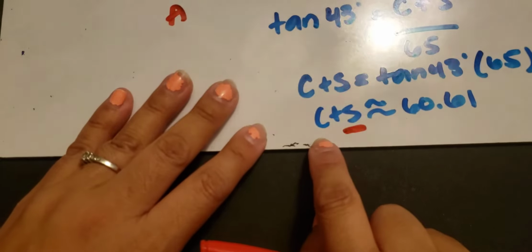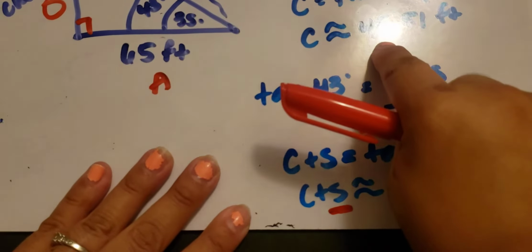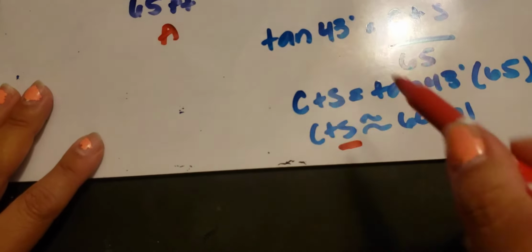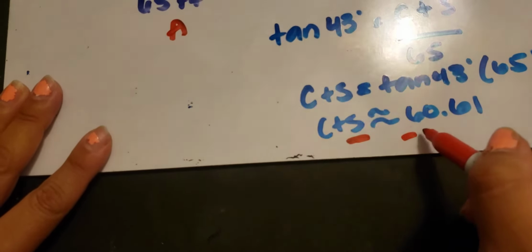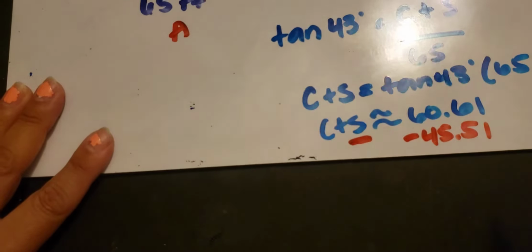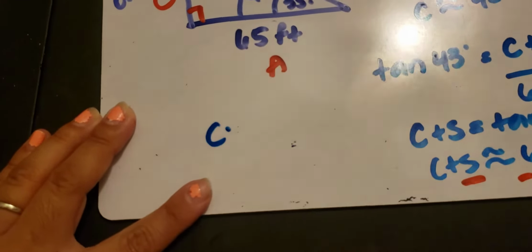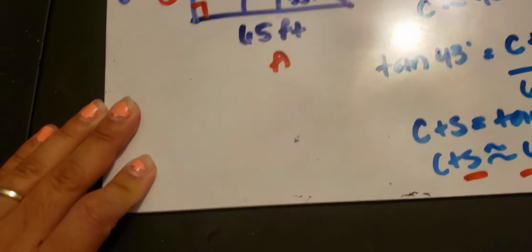So earlier we found the church height. The church height was 45.51. So to get the steeple, I'm actually going to subtract the church height. And that was 45.51. And that should give me the steeple height. So steeple, oops, I used C, but I should have used S.